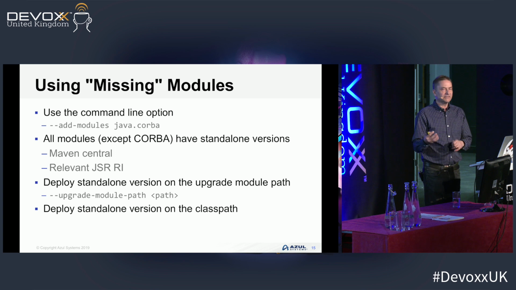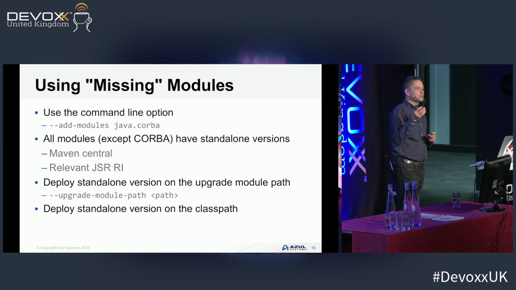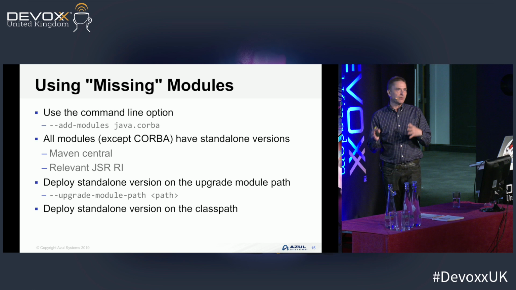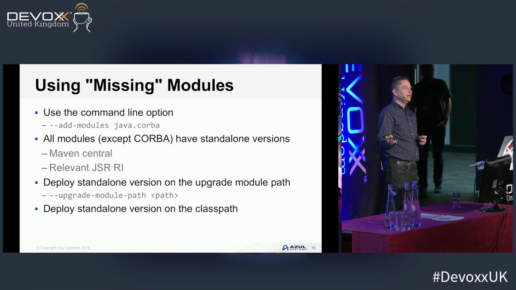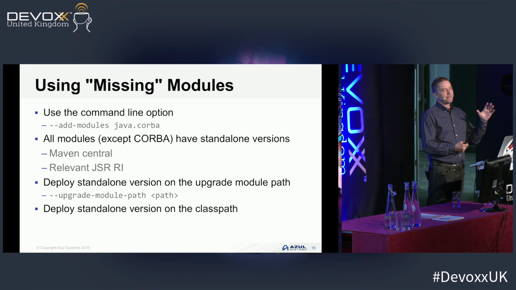In terms of getting around that, in JDK 9 and JDK 10, it was reasonably easy because you could simply add the modules on the command line, whether it's compilation or actually at runtime, because they were still there. In JDK 11, they've actually been removed completely, so you need to find an alternative source of those.